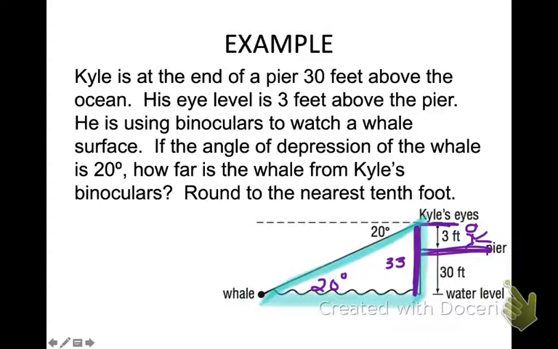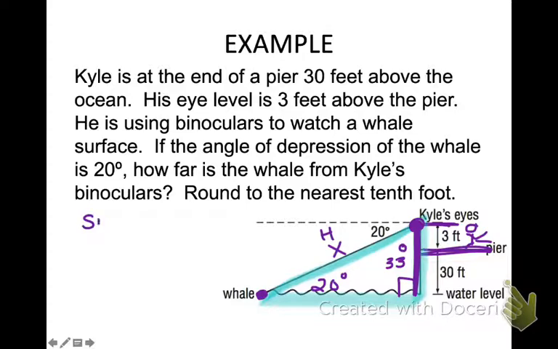And what other information are we given? At the end of the pier, 30 feet above the ocean, his eye level is 3 feet above. He's using binoculars. Oh, we're supposed to figure out how far the whale is from Kyle's binoculars. So the distance from the whale to his binoculars would be the hypotenuse of that right triangle. So we have an opposite, we have a hypotenuse. Which trig function has an O and an H in it? That would be the sine.